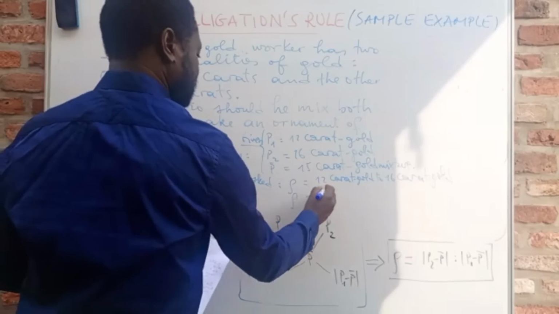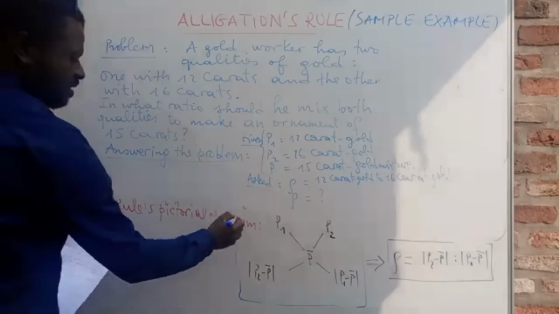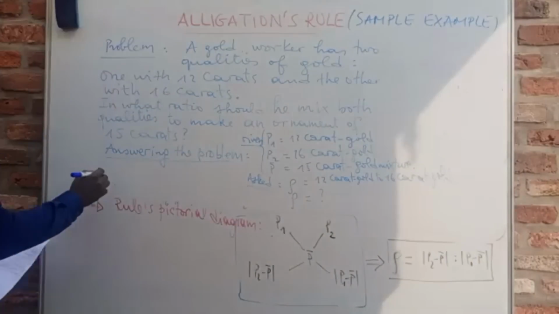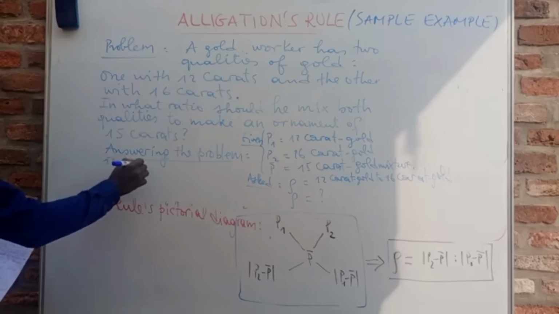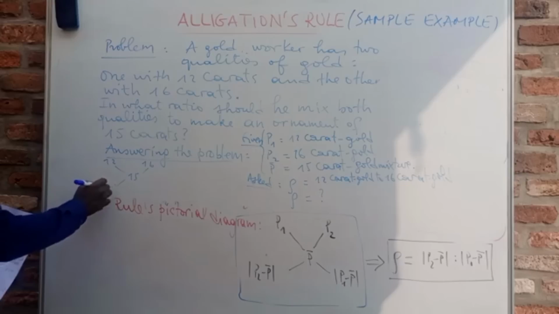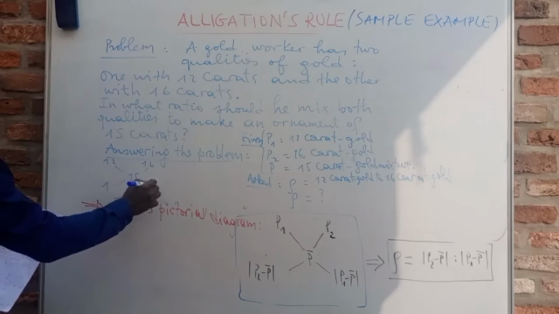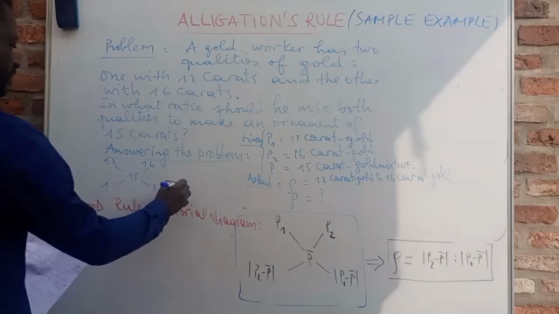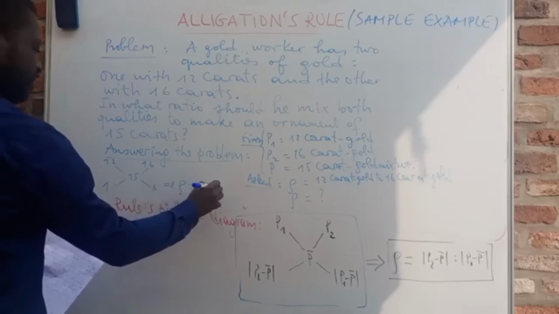What is this ratio? So we use this diagram. P1 is 12, P2 is 16, and the mean value is 15. Then you have the absolute value of the difference, which is 1, and the difference in absolute value here is 3. Now we have the ratio, which is 1 to 3.